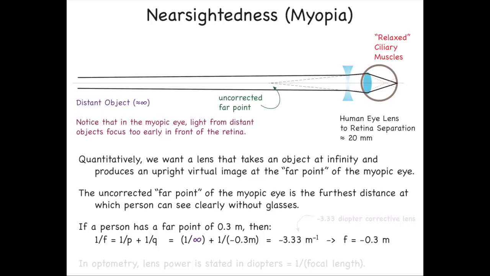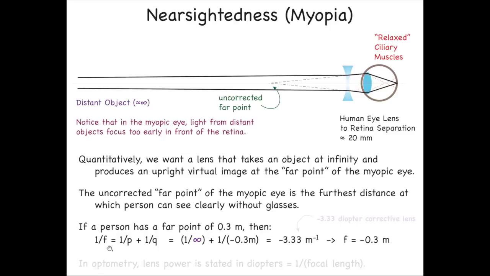For a person who has a far point of 0.3 meters, meaning if you have somebody who's nearsighted and they take their glasses off, they can not read, or at least not clearly read, a page that's more than a third of a meter out in front of their face.